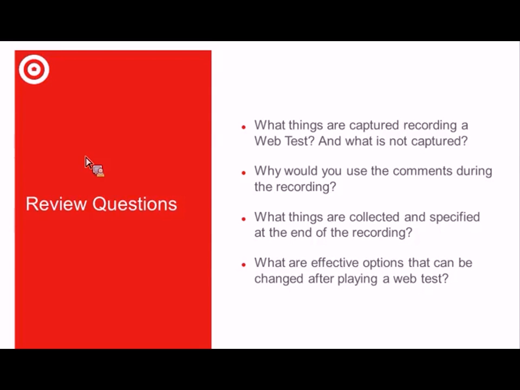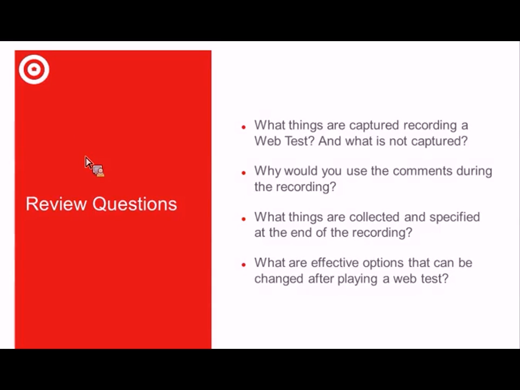What things are collected and specified at the end of recording? Dynamic parameters are usually identified at the end of recording. Essentially what it does is it plays back the actual web performance test, and it identifies any parameters that it can pull out of a previous actual request, and we'll put an extraction rule on that request. Hopefully we'll get a chance to discuss extraction rules in more detail later.